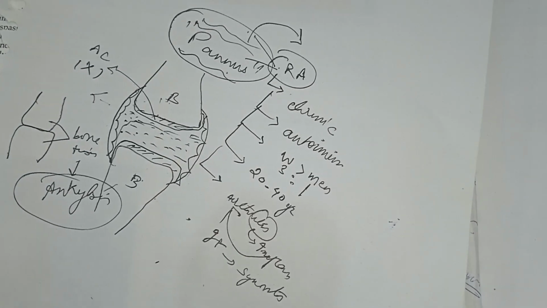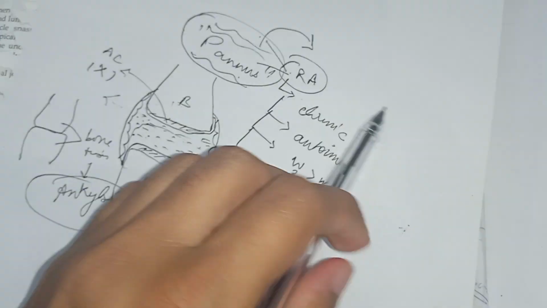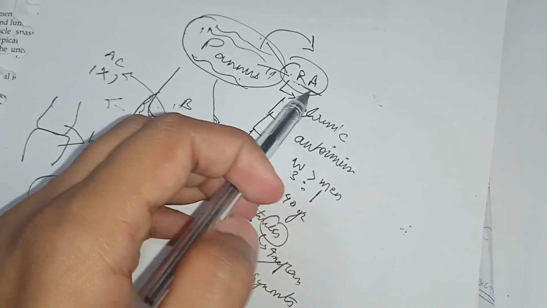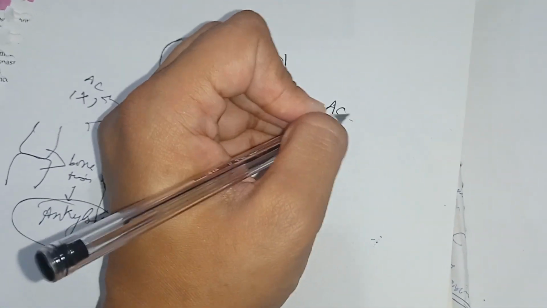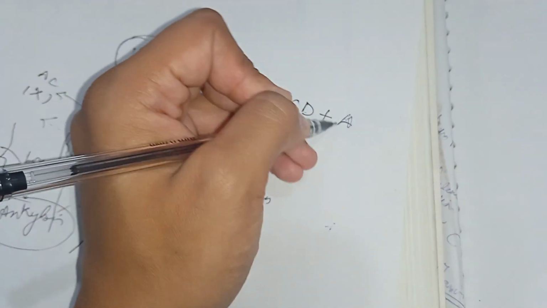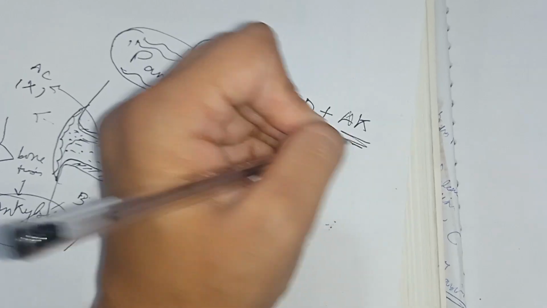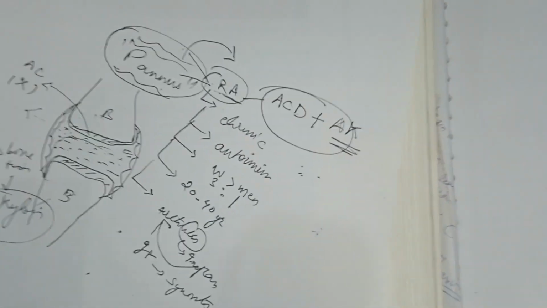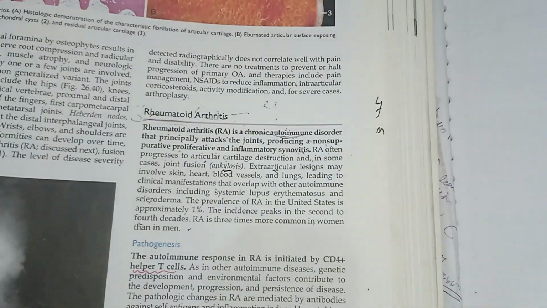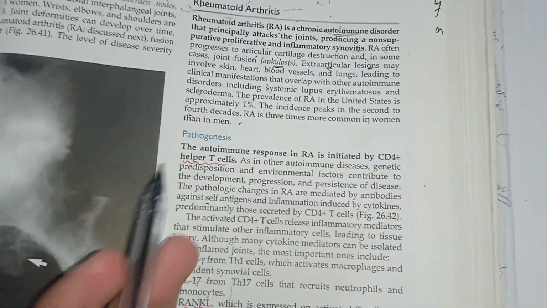So remember, rheumatoid arthritis is chiefly characterized by two things: articular cartilage destruction, and secondly, ankylosis, that is the fusion of bone, right? So this we have discussed so far. Now let's proceed to the pathogenesis.